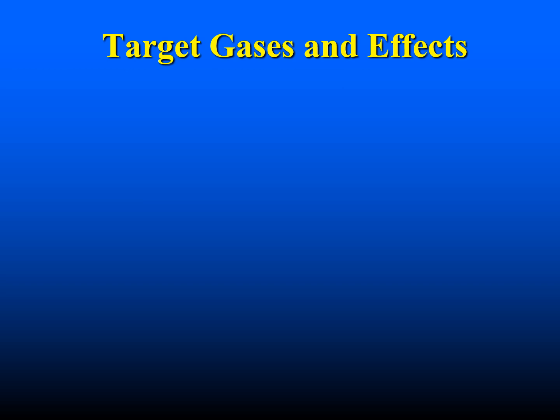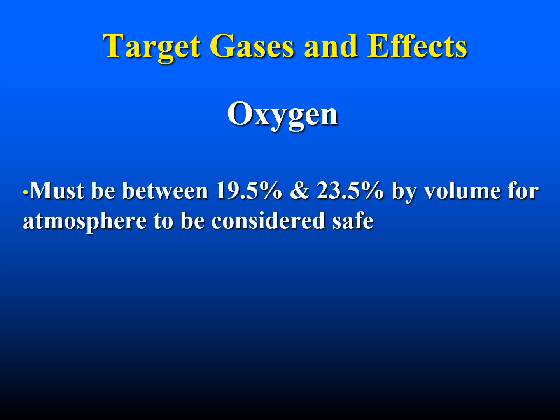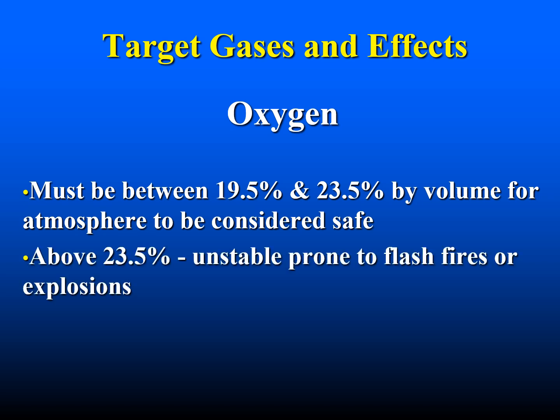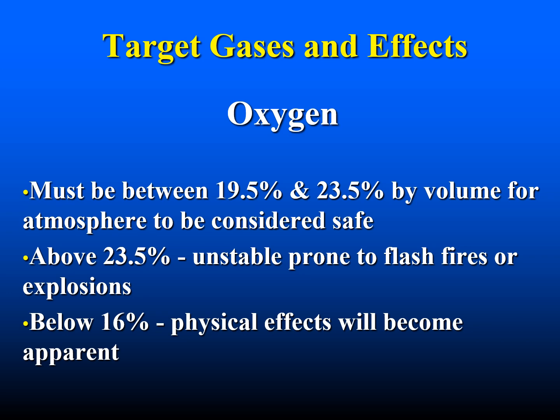Let's talk a little bit about target gases and effects. Oxygen is considered a target gas. It must be between 19.5 and 23.5% by volume for an atmosphere to be considered safe for human occupancy. When it's above 23.5%, the atmosphere becomes unstable and prone to flash fires or explosions. Below 16%, it causes physical effects that become apparent on human beings.